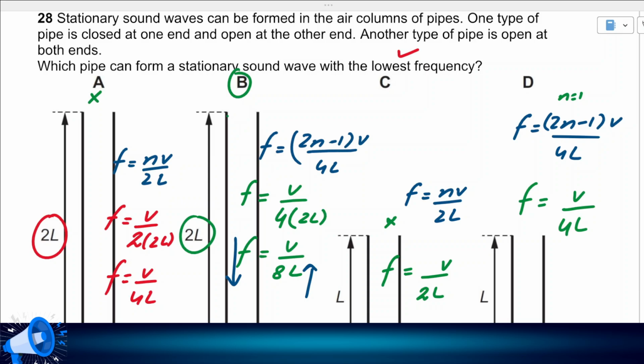So this is the standard method of solving this one, but I would always recommend that if you have the basic understanding, you would know already that it is the case when one end is open and the other one is closed. In that case, you get the highest wavelength, or the lowest frequency. Then you can compare between B and D. The one which has a longer wave will have lower frequency.